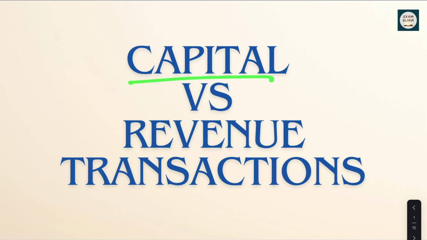Capital and revenue transactions are regular transactions undertaken by central government, state government, or any private sector like corporates, businesses and all. Even your personal transactions can be classified as capital or revenue transactions. Now you might be wondering how personal transactions can be classified as capital or revenue transactions. That is what we are going to study in this class.